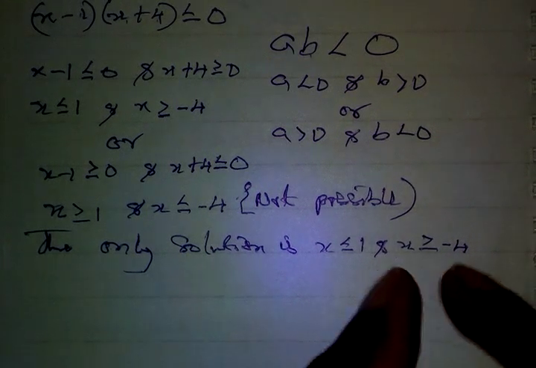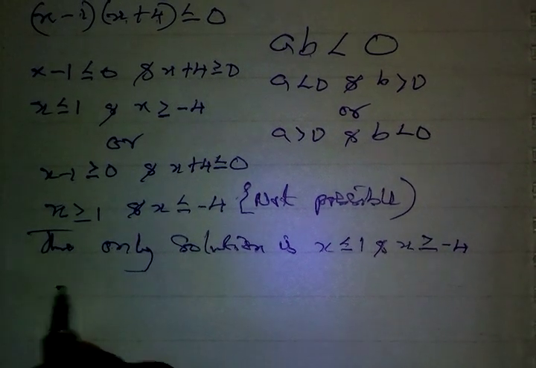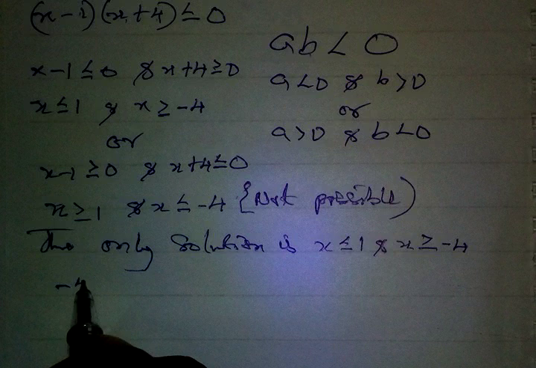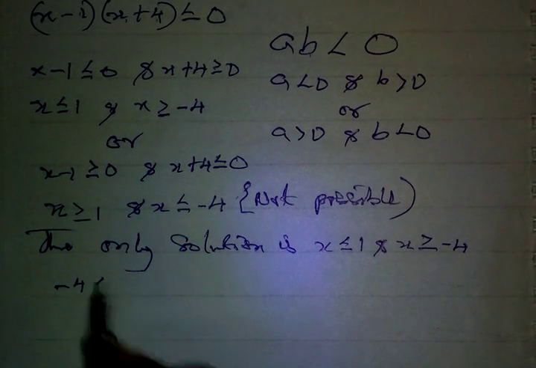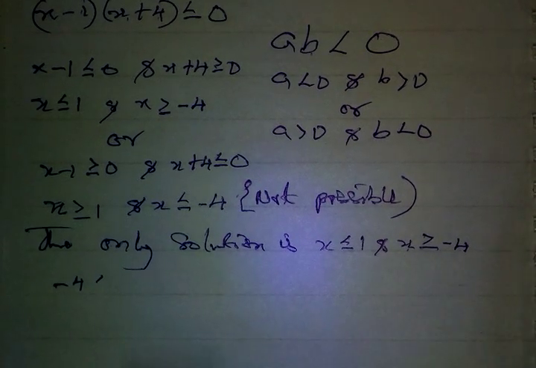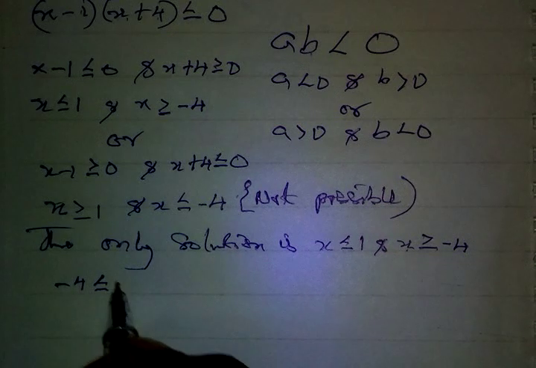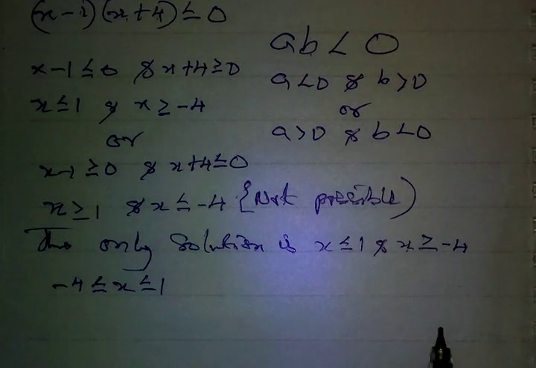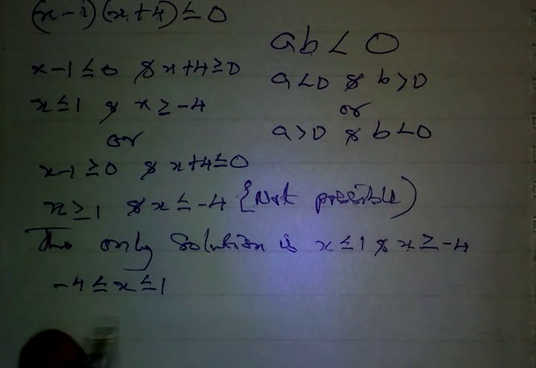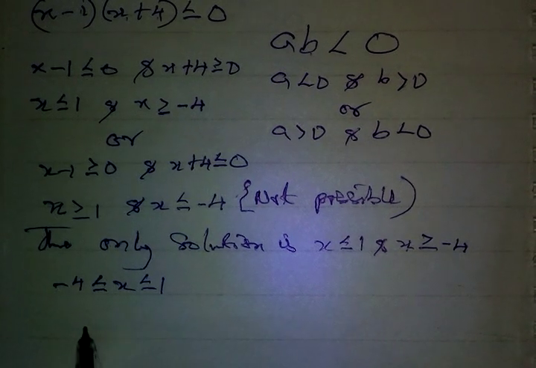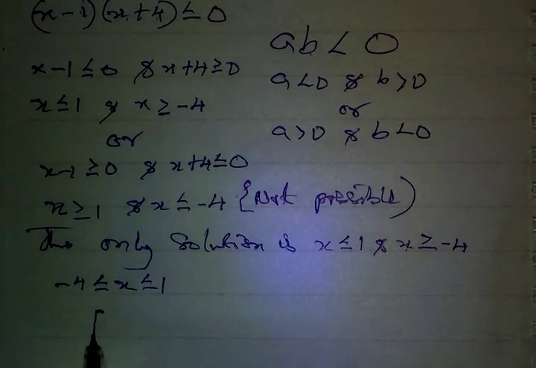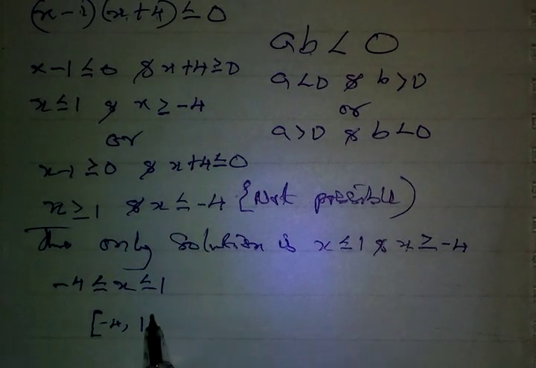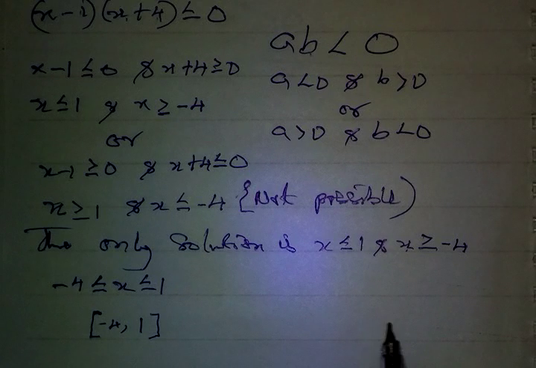We can write this as a single expression: since x is greater or equal to negative 4, it means negative 4 is less or equal to x and x is less or equal to 1. Okay, so our interval notation will begin from, remember, a box bracket, negative 4 is the least number, to 1, another box bracket.